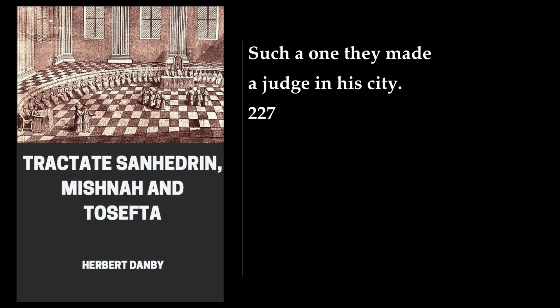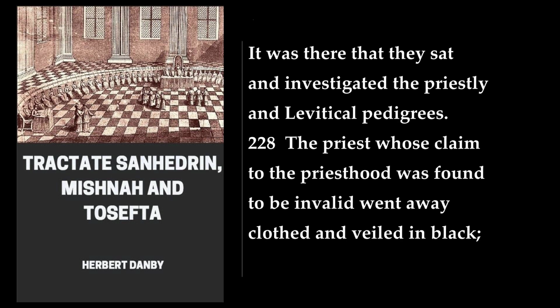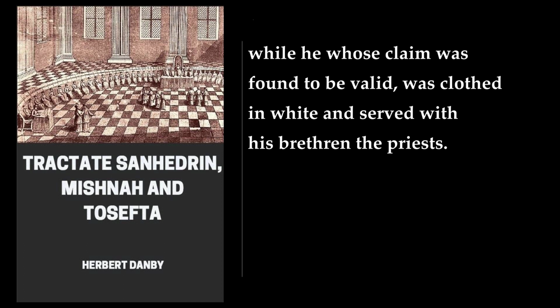After he had served as a judge in his own city they brought him up and gave him a seat in the court in the chamber of the temple wall, and from there they promoted him to the court in the hewn chamber. It was there that they sat and investigated the priestly and Levitical pedigrees. The priest whose claim to the priesthood was found to be invalid went away clothed and veiled in black. While he whose claim was found to be valid was clothed in white and served with his brethren the priests.